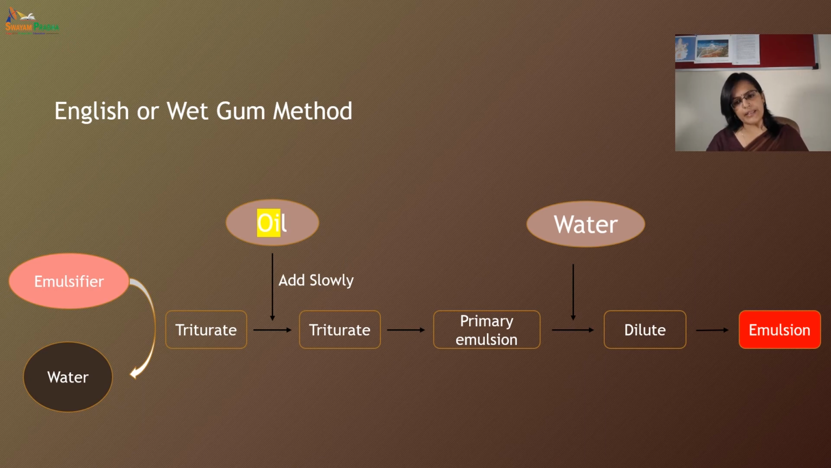Wet gum method. In the wet gum method, the emulsifier and water are mixed and triturated, and then oil is added slowly, and again upon trituration the primary emulsion is formed, and upon dilution of the primary emulsion we can form the emulsion. So this is the wet gum method.